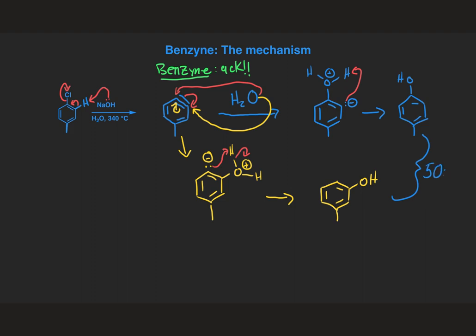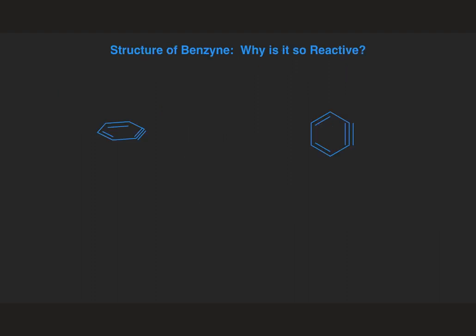And you get these in about a 50-50 ratio, assuming that sterics does not play a huge factor. And so this new mechanism explains how you can get both the isomers of the 4 substitution and the 3 substitution.